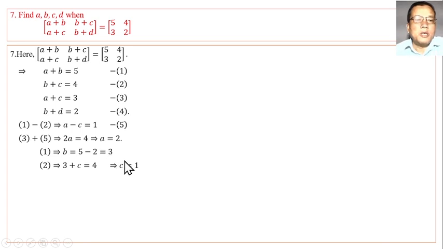Checking with equation 4, the value of b is 3. So the value of a is 2, b is 3, c is 1, and the value of d is minus 1. These values satisfy all the equations, so the values of a, b, c, d are found.